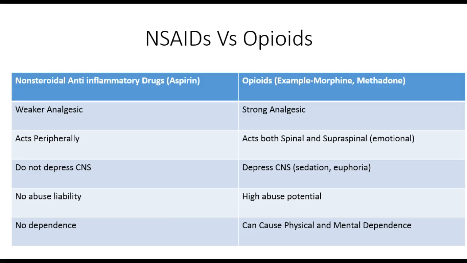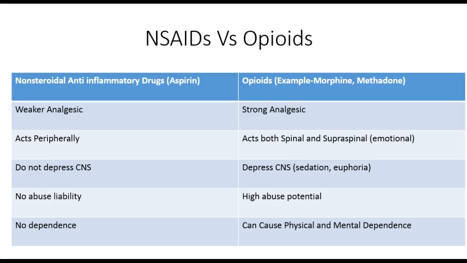And one thing you should remember is that NSAIDs never depress the CNS, so they have no interaction on the CNS as such. Whereas opioids also have action on the CNS and they have mainly depressing actions, which include sedation, euphoria, and suppression of cough, and some stimulatory actions like induction of nausea and vomiting by stimulating the vomiting center.